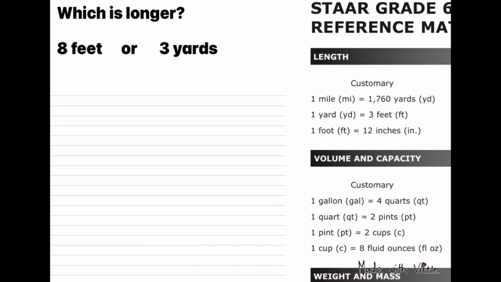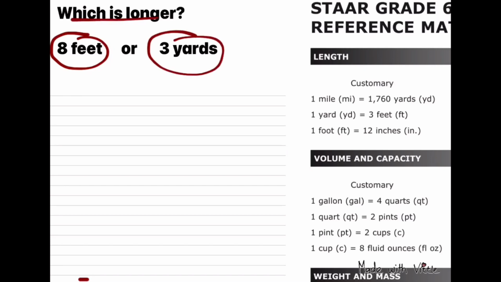Now, what about when we are prompted with comparing two measurements but with different units? What you are going to do is convert one to become the same as the other unit. So like this one, 8 feet compared with 3 yards. Which one is longer? I will suggest that you change that 3 yards into feet.